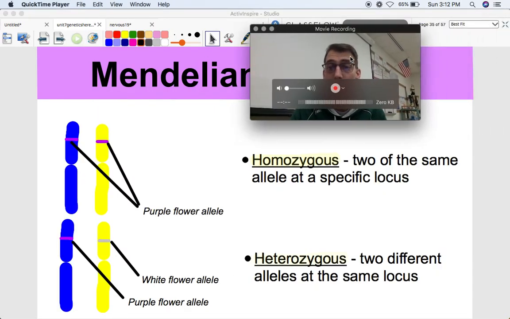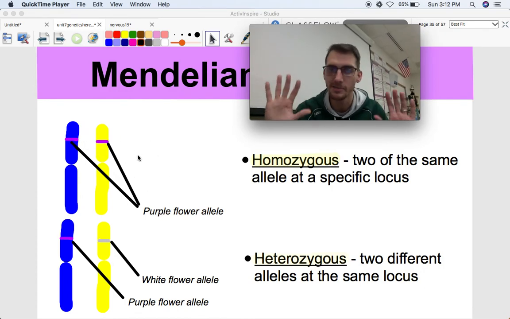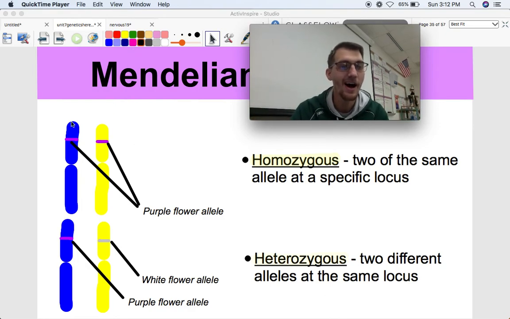So if you have two of the same allele, two of the same gene at a locus, let's just say this is a homologous pair here, and we'll put this back into pea plants, okay? Let's say a pea plant has this pair of homologous chromosomes, and take a look. They have the same gene at the same locus for purple flower color. They are what we call homozygous. They have two of the same allele at a specific locus.